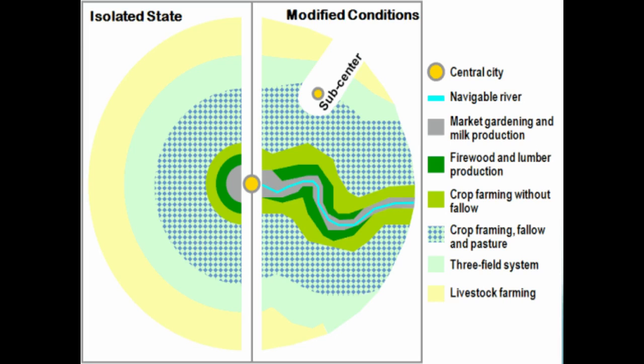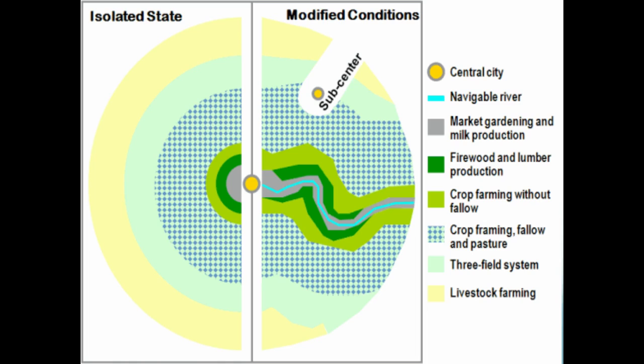On the left-hand side here, you see what's called the isolated state. That is the perfect model, just like von Thunen himself. On the right-hand side, you have what's in reality, but we're going to focus on the perfect one on the left. The yellow dot in the middle is your central city, and on the right you have the navigable river.